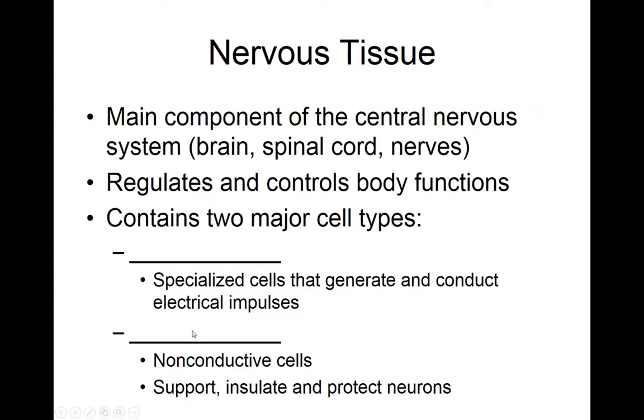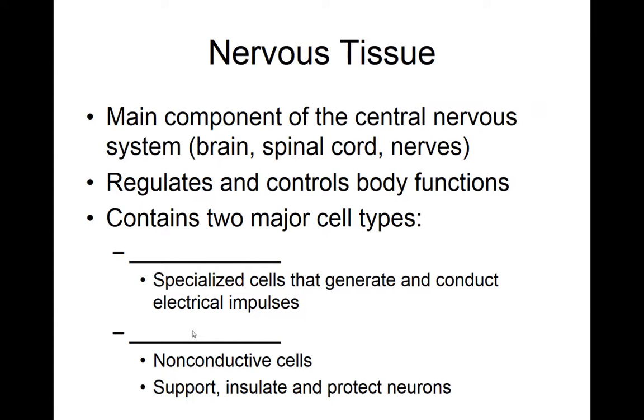And there are 2 main types of cells in your nervous tissue. There are the ones that send signals. Those are called neurons. So these can generate and conduct an impulse and send signals through your body. So they're going to sense something's going on. They're going to respond to that, and they can send those signals.